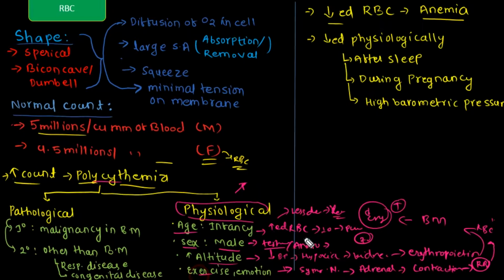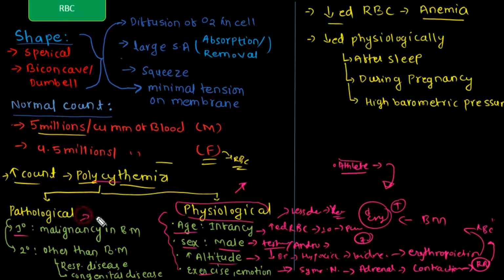Similarly, in exercise, for an expert or trained athlete, due to the hypoxic condition in the muscles during exercise, it will help in the stimulation of production of erythropoietin, and that will maintain a kind of steady level of increased RBC count in trained athletes. So that is how in physiological conditions there is increased RBC count, and that is called polycythemia.